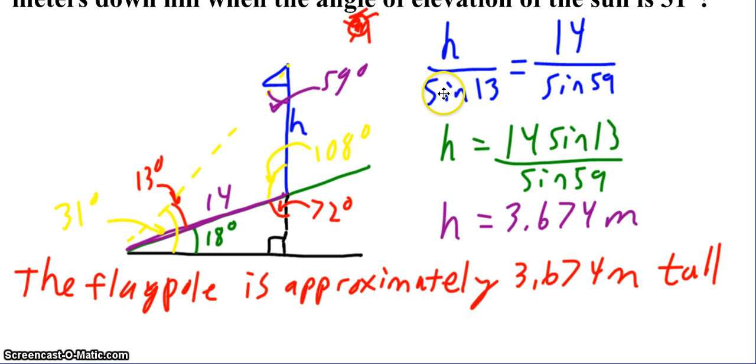So I can say h over the sine of 13 equals 14 over the sine of 59. H is 14 sine of 13 over sine of 59. H is 3.674 meters. And then we again want to always answer word problems in a sentence, so the flagpole is approximately 3.674 meters tall.